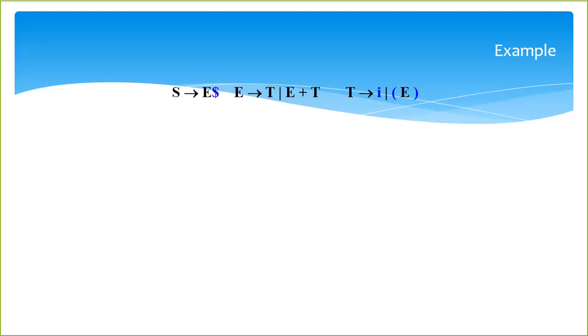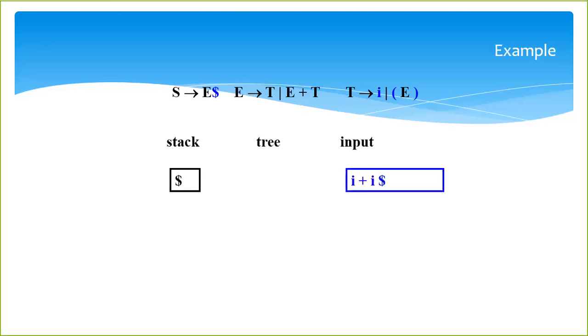E dollar, please incorporate a dollar symbol. We'll understand what is the significance of this dollar symbol. Followed by that, E producing T, bar E producing E plus T. So it is having two production rules merged together. And followed by that, T producing I and T producing E. Okay. So this is one of the production rules we have considered.